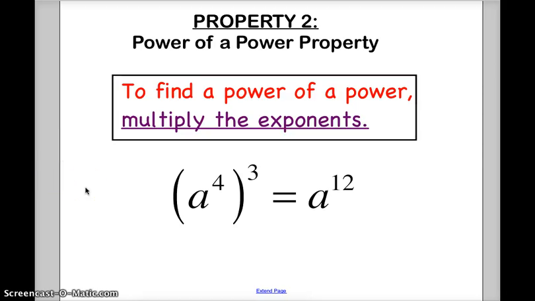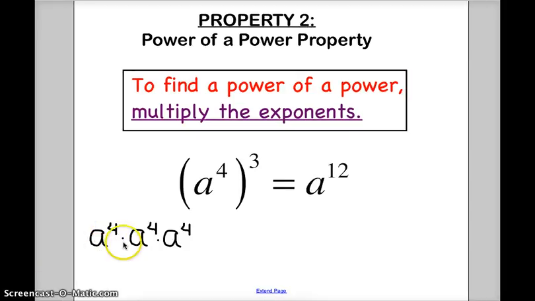The second property of exponents as we multiply is when we have a power raised to another power. In this case, a to the fourth is being raised to the third power. The expanded version of this looks like a to the fourth times a to the fourth times a to the fourth, and in the previous property when we had a to the fourth and the base was the same, we just simply add the exponents. So this is a continuation of the applied power property from before. 4 plus 4 plus 4 gives us 12.